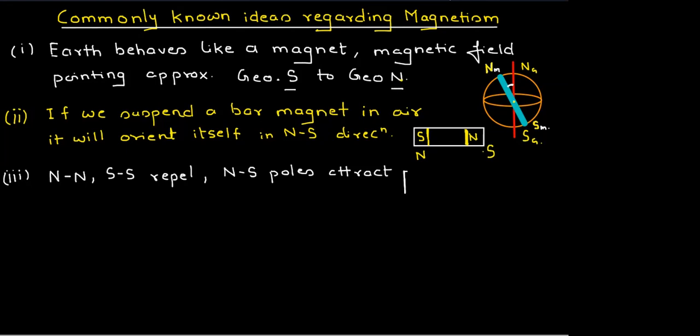Can you separate north and south pole, Rajdeep? No, sir. We studied it last time. Magnetism is about dipoles. Monopoles don't exist. Okay, they don't.